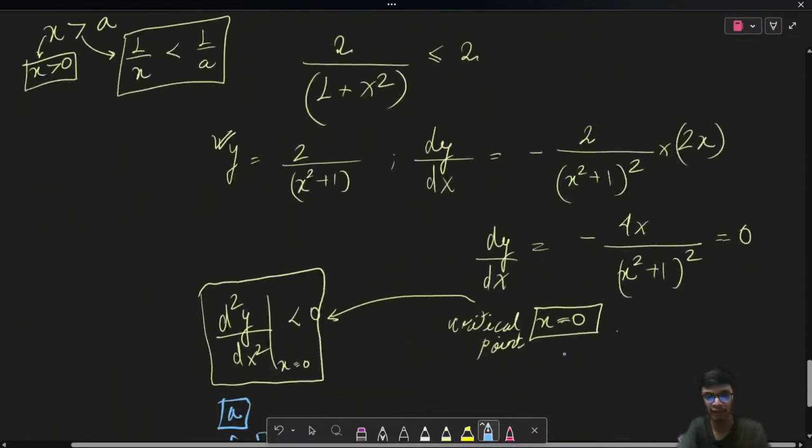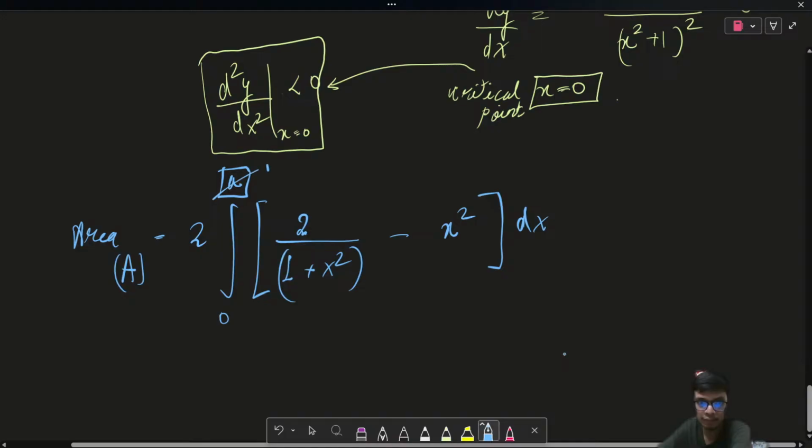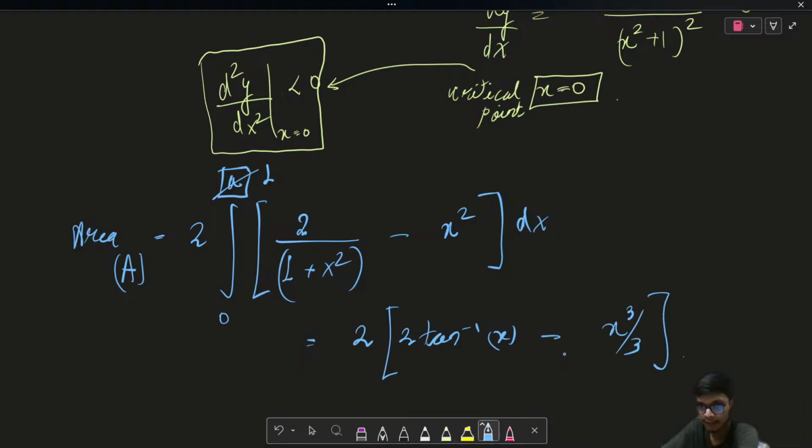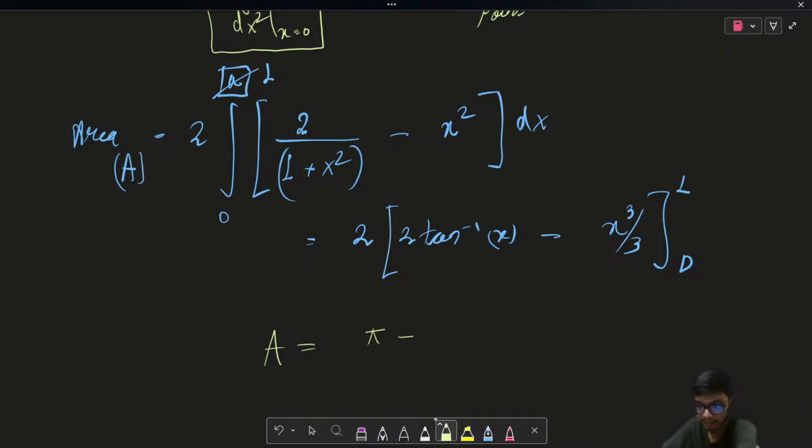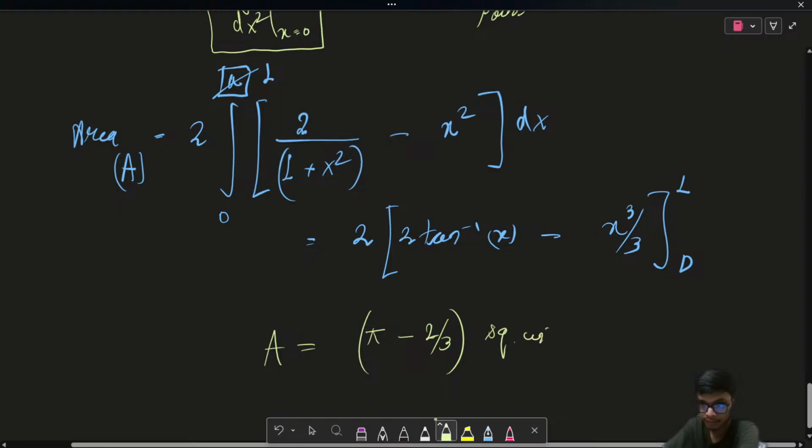So therefore, for the final result of the area, I have to integrate from 0 to 1. If you perform this integration, it is going to be 2 times tan inverse of x minus x cube by 3, and the limit is going to be 0 to 1. If I put the limit and evaluate this result, the final answer to this question is going to come out as pi minus 2 upon 3 square units. Okay, pi minus 2 by 3 square units.